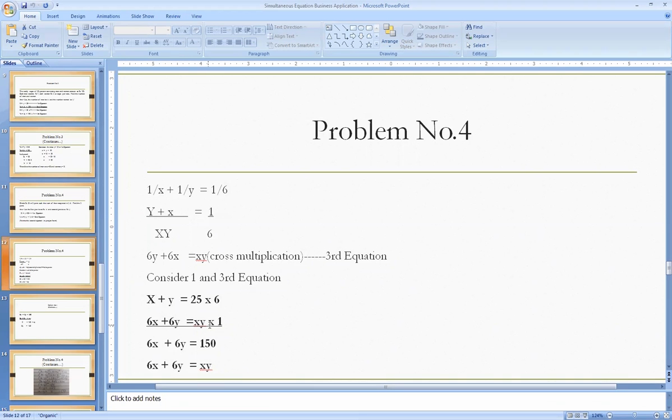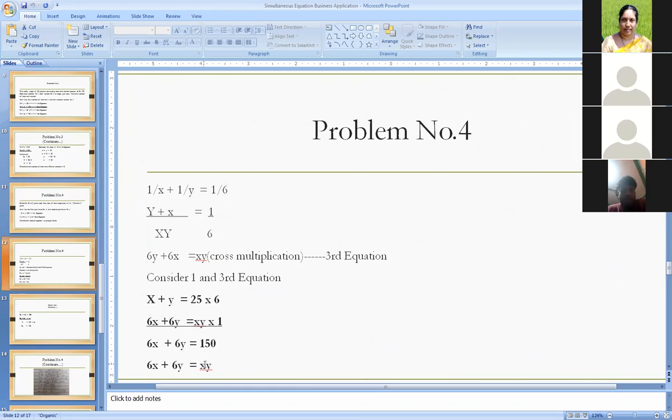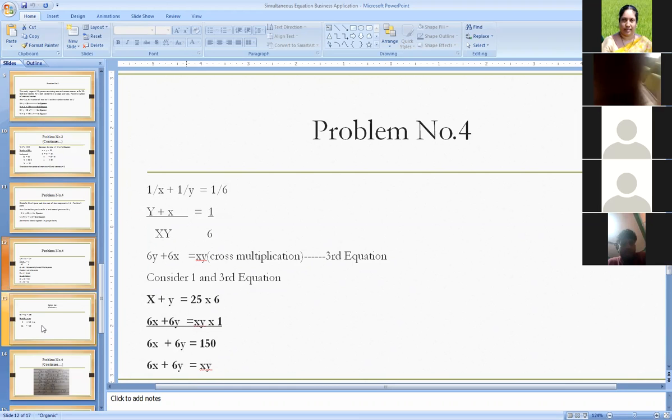Again here we can apply any one method to eliminate. If we cross multiply with 6 or 1, can you see this one? Both the values are going to be eliminated. So 1 with the first equation and 6 with the second equation. After multiplication we can see that 6 into x becomes 6x plus y into 6 becomes 6y equals 150. Then we multiply the third equation with 1, so the entire values will be 6x plus 6y equals xy. We are not going to have a constant number at the right side, but we are going to have the value with xy. Let us see the next method.